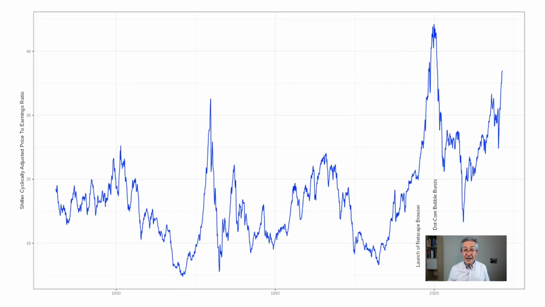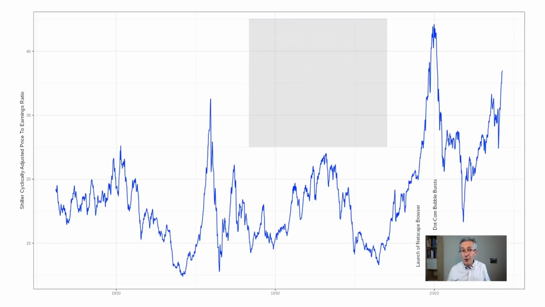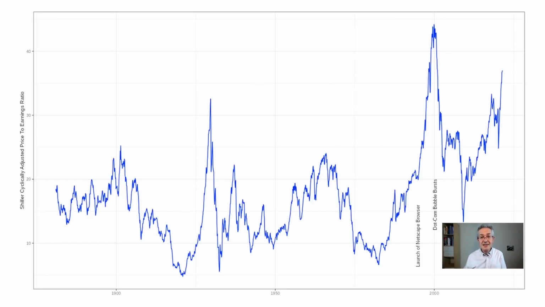But what's interesting is that the run-up to that peak level happened fairly quickly, and it really started off with the launch of the Netscape browser. That was the precursor of things like Internet Explorer and Safari and Chrome. And over the 6 years after Netscape was launched, that's when the equity market really took off, and then valuations peaked roughly 6 years after that.